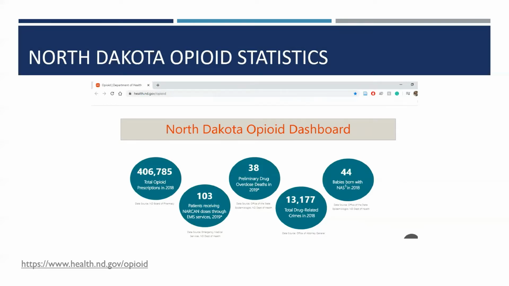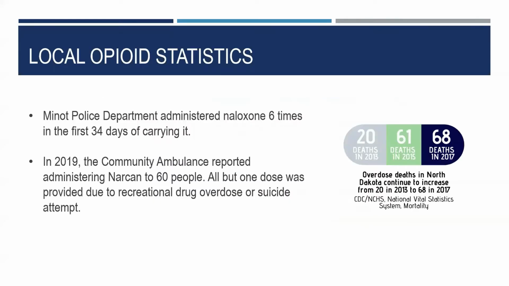And at a local level, we see that Narcan is being used regularly due to an overdose. So the Minot Police Department, when provided naloxone, used it 6 times within the first 34 days of carrying it. And in 2019, the community ambulance reported administering Narcan to 60 people, and most of them were using opioids for either recreational drug use or suicide attempts. And the graphic we see here to the right is overdose deaths in North Dakota and how they are continuing to increase. So we are not immune to this problem, and this problem is happening.